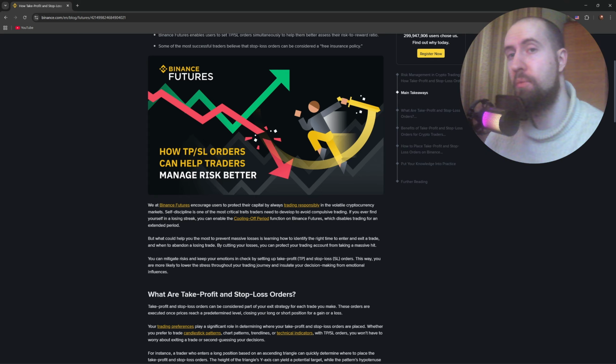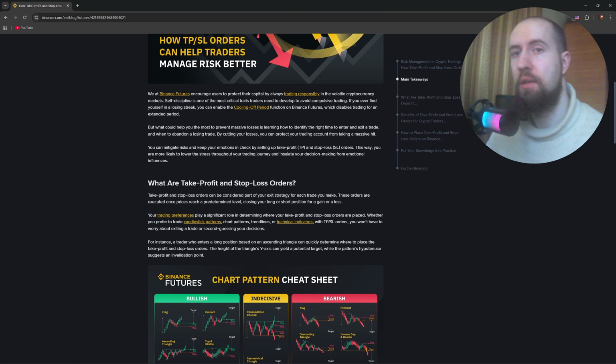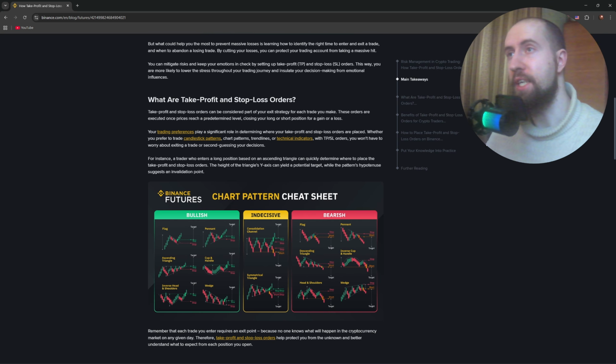On the order form, scroll down to the section called TP/SL. Toggle it on. This is where you set your stop loss. And in the stop loss box, enter the exact price where your trade should close if the market moves against you. For example, if you're long, your SL must be lower than entry. If you're short, your SL must be higher than entry.